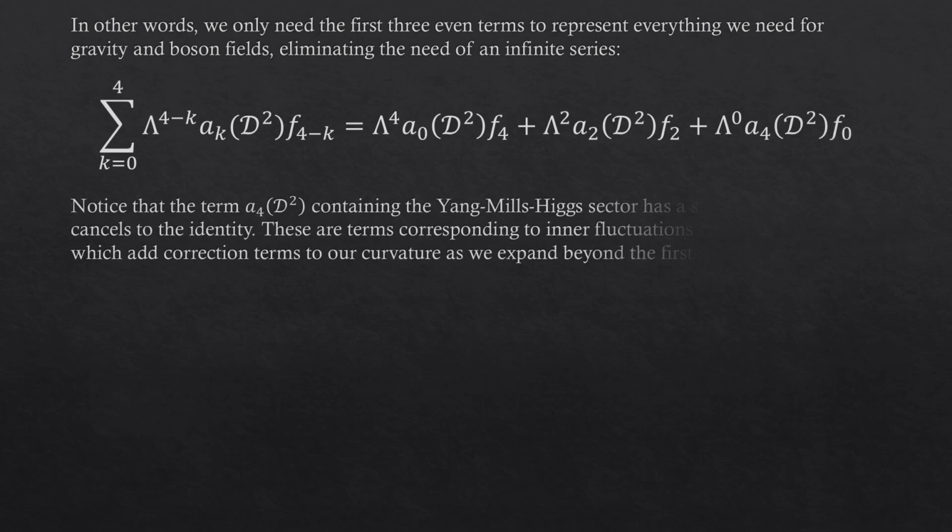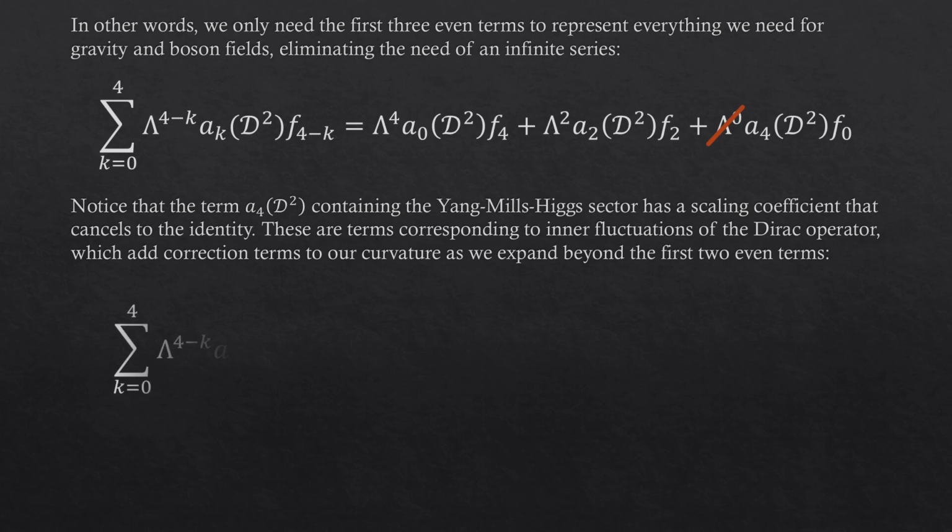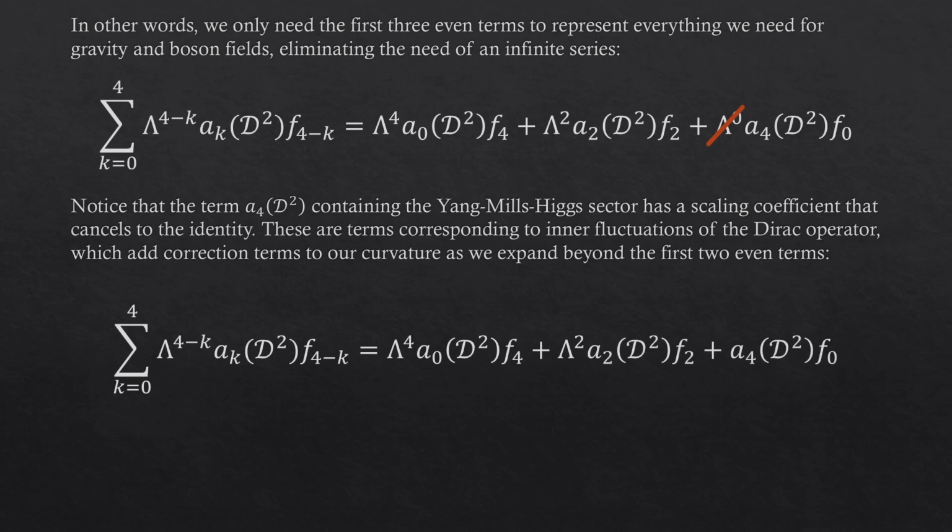Notice that the term a sub 4 acting on the squared Dirac operator containing the Yang-Mills Higgs sector has a scaling coefficient that cancels to the identity. These are terms corresponding to inner fluctuations of the Dirac operator, which add correction terms to our curvature as we expand beyond the first two even terms. So let's go ahead and get rid of that. Just continue simplifying one step at a time.